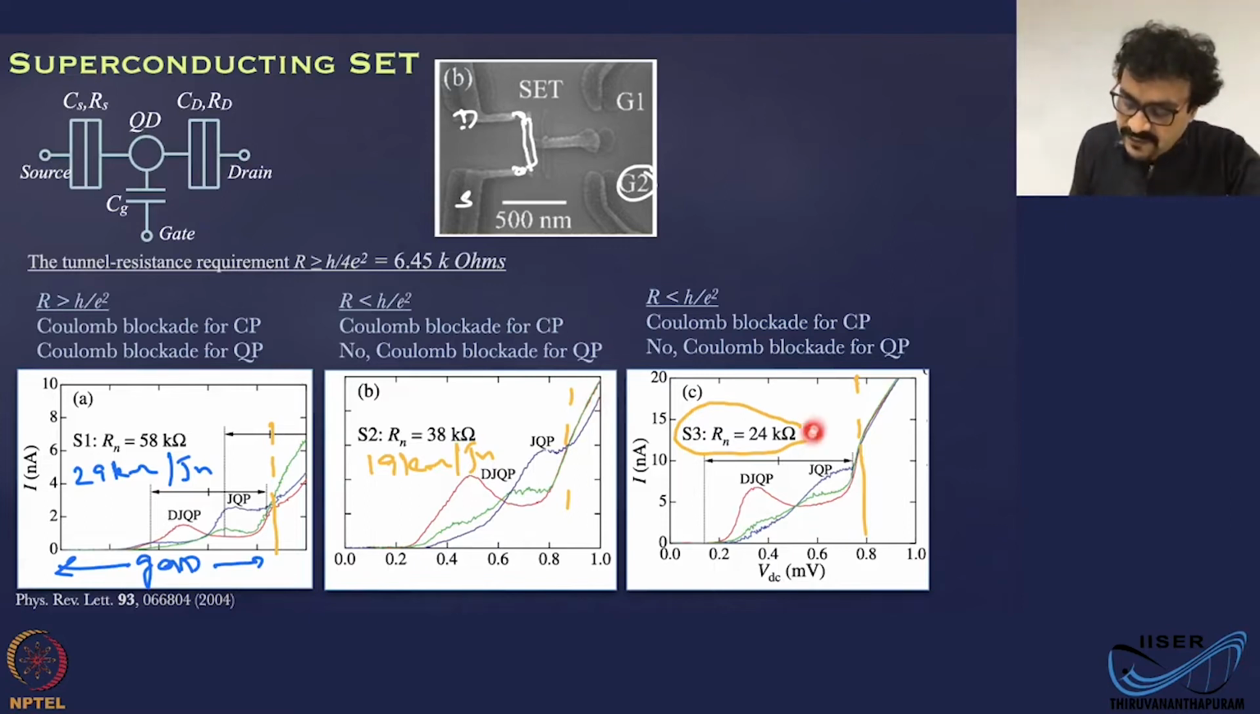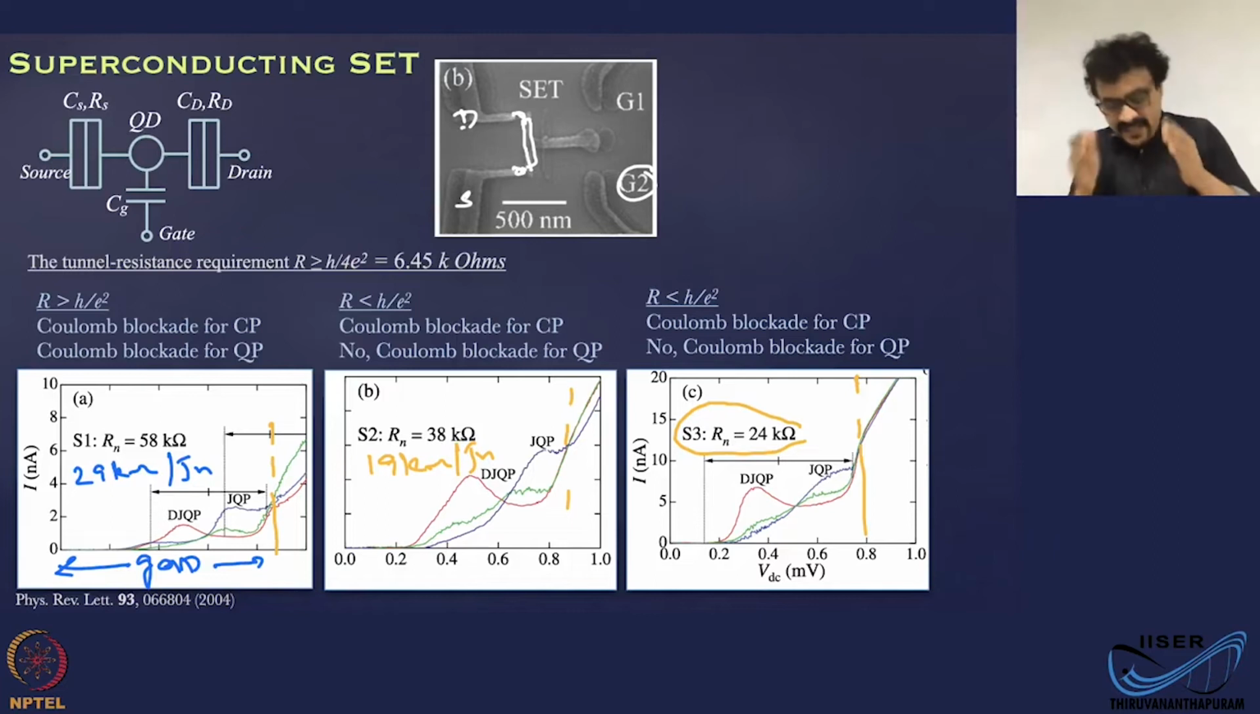quasi-particles. And further, if you reduce the junction resistance, then you have lost completely the charging effects of quasi-particles, but you have made these even stronger. Okay, these subgap features, the DJQP and JQP features, you have made even stronger. Okay, so in a nutshell, what you have is: resistance greater than h by e square, you have charging effects of both quasi-particles and Cooper pairs. R less than h by e square, you have Coulomb blockade only for Cooper pair features involving tunneling of Cooper pairs, but no Coulomb blockade for quasi-particles. That is the situation in these two cases. Okay.